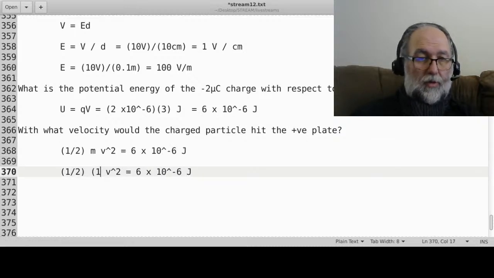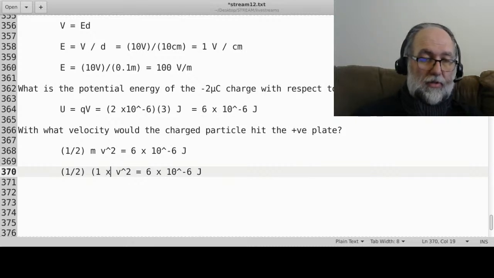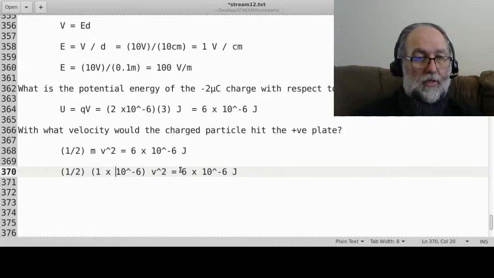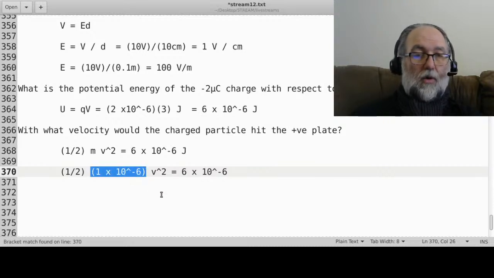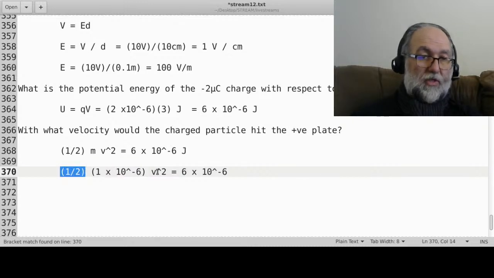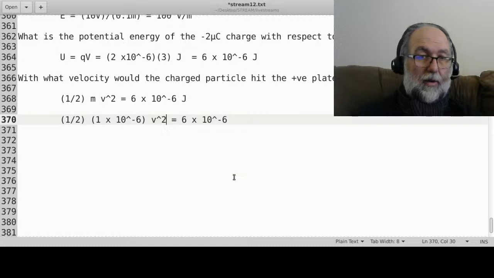So let me just rewrite this formula here. For that M, I'm going to put in 1 microgram. Well, you know that micro is times 10 to the -6. Okay, so this number right here, that's microgram. Let me get rid of the joules here. Everything is in MKS. So 1 microgram is 1 times 10 to the -6 grams. There's the half because it's 1/2 mv squared. There's the v squared. Okay, and now we can solve.